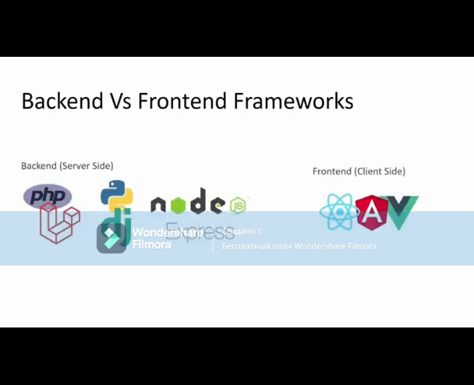So backend frameworks versus front-end frameworks. I already mentioned Laravel, but on the left side there, we have our backend frameworks. We have PHP, which is the language, Laravel, however you say that, that's the framework. For Python, we have Django. There's also other ones for Python. Obviously, I mentioned Flask. For Node, we have Express. So you have the language and the framework.